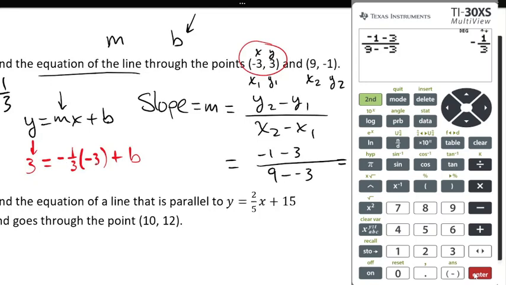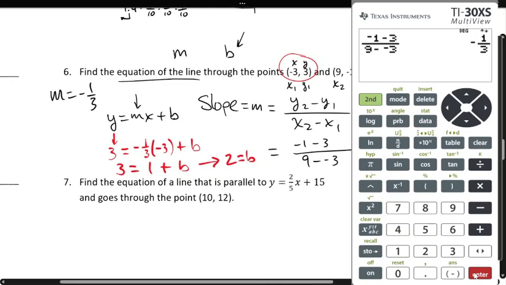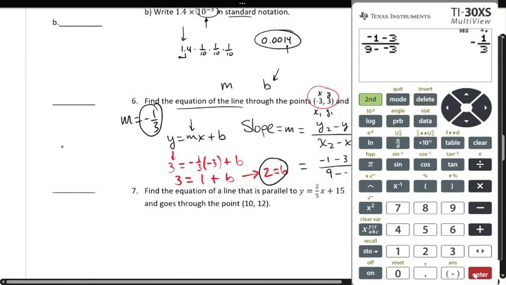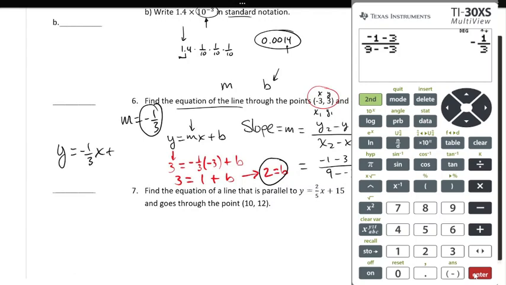-1/3 times -3 is +1. So this equation is 3 is equal to 1 plus b. And then if I take away 1 from each side, this equation tells me that 2 is the value of b. So brilliantly, we've got both of our parameters. We know our slope parameter and we know our y-intercept parameter. So we can write the equation of this line. The equation of this line is y is equal to -1/3 x plus the number 2.